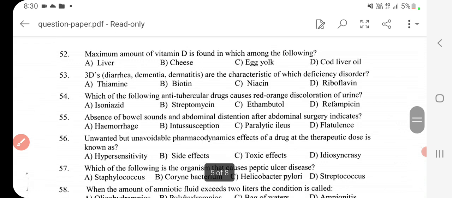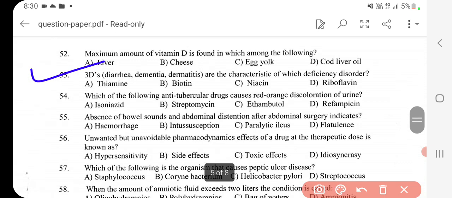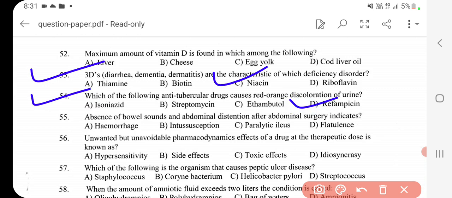53. This is a very easy question. The 3 Ds: diarrhea, dementia, dermatitis are the characteristics of which deficiency disorder? Thiamine, biotin, niacin, riboflavin. So right answer is niacin, option C. 54. Which of the following antitubercular drugs causes red-orange discoloration of urine? So right answer is option D, rifampicin.